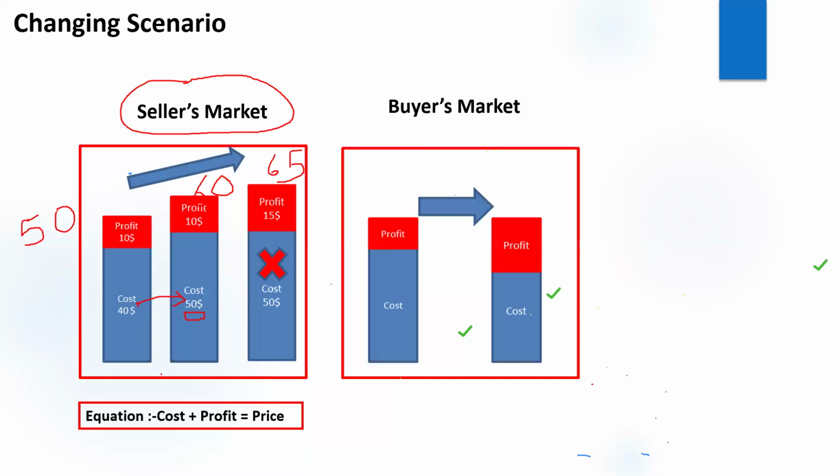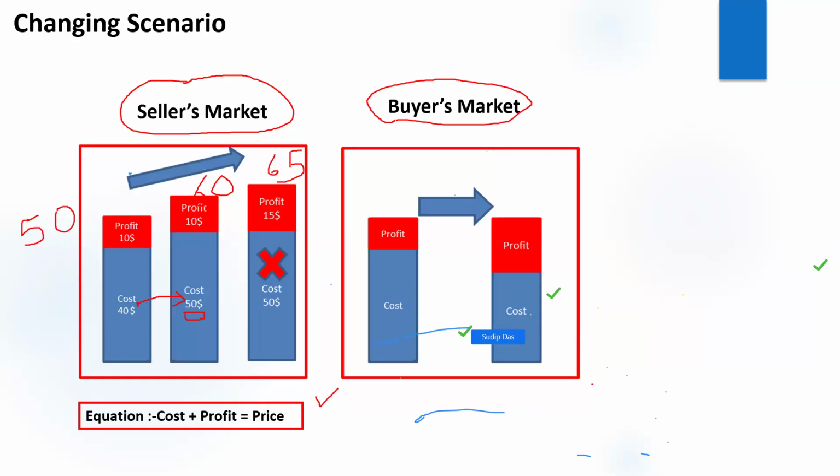So when there was a seller's market, the equation was cost plus profit is equal to price. Cost is 40, profit is 10, price is 50. Cost is 50, profit is 10, price is 60. That was the equation during the seller's market. Now there is a buyer's market. It is said that the customer is the king. The customer has multiple choices.